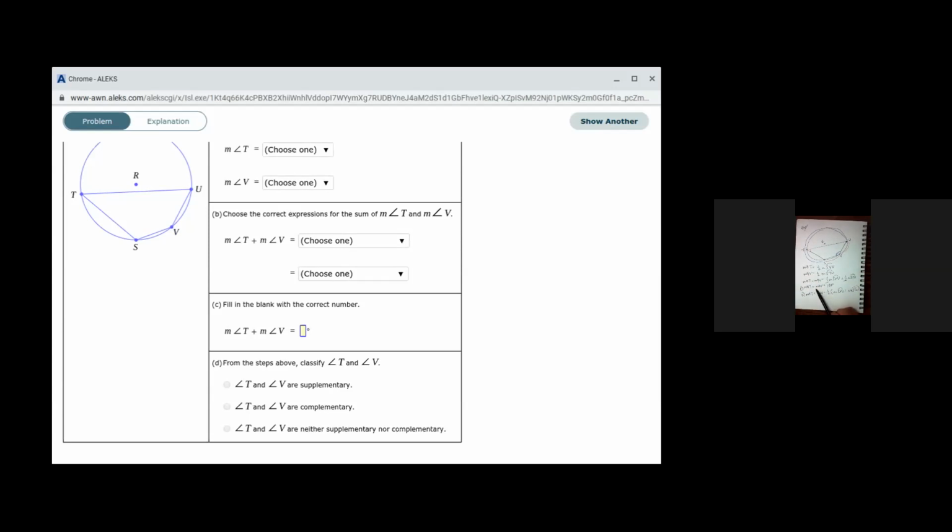So then in part C, again, we know that these add up to 180 because they are opposite angles in an inscribed quadrilateral. Also, we know these two arcs add up to 360 because they make up a whole circle. So half of a circle would be 180. And then finally, part D, if angle T and angle V add up to 180, they are supplementary. Wonderful, darling.